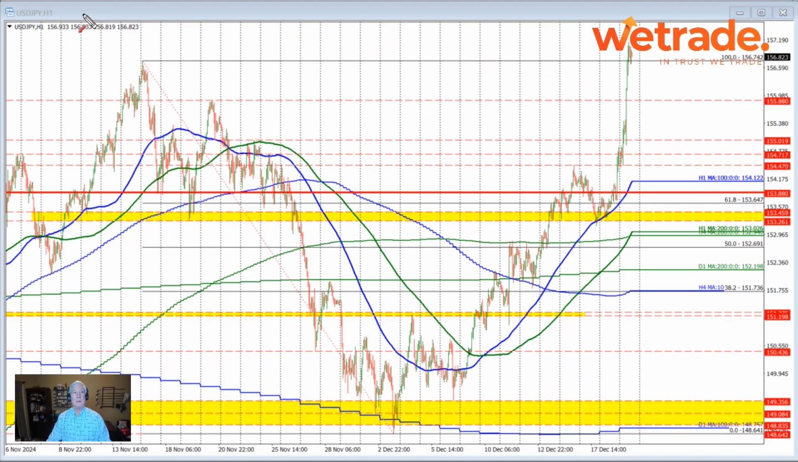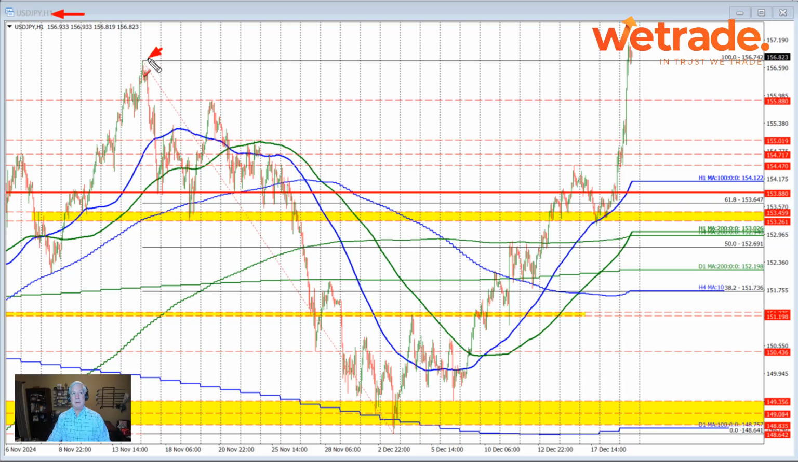Let's take a look at the dollar versus yen. We'll focus on the hourly chart, and as mentioned, the Bank of Japan kept rates unchanged, but the decision was more dovish in that there was no real commitment toward any sort of rate hike in the early part of the year at least, and that sent the dollar yen to the upside, the yen to the downside.